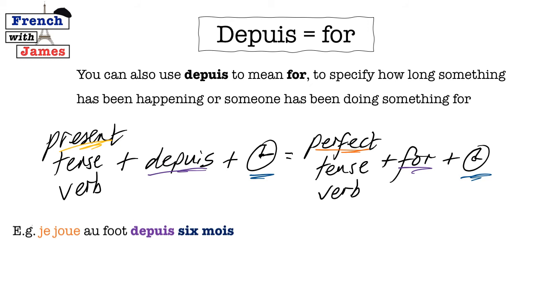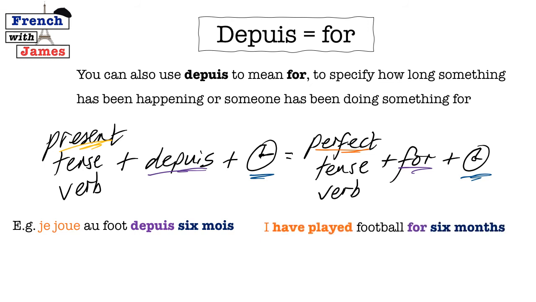Par exemple, je joue au foot depuis 6 mois. So je joue, again, present tense, goes to the perfect tense. I have played football for 6 months. So here, because we're using it with a period of time, depuis means for, whereas in the previous one, the one we just looked at, because it was followed by a date, it means since.